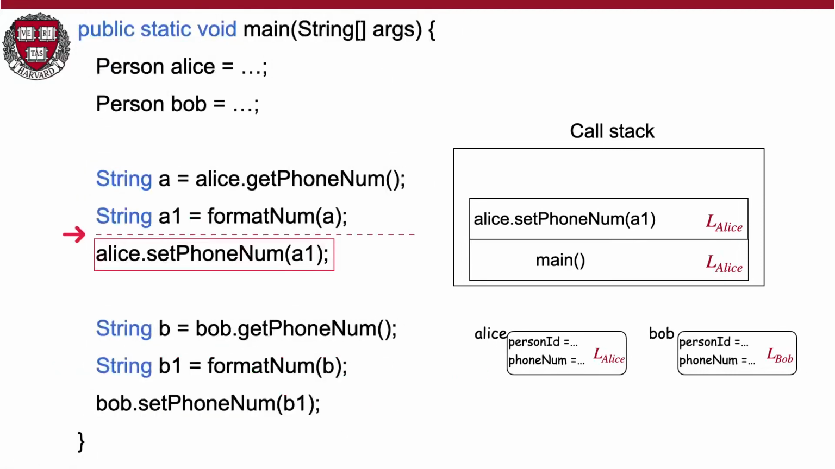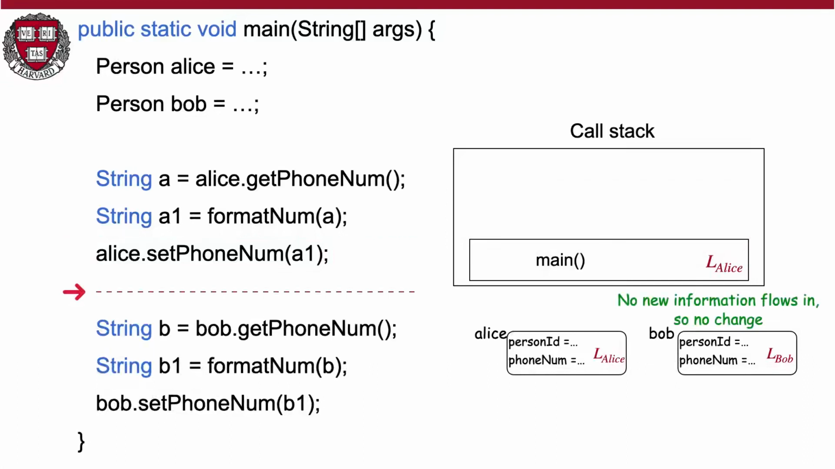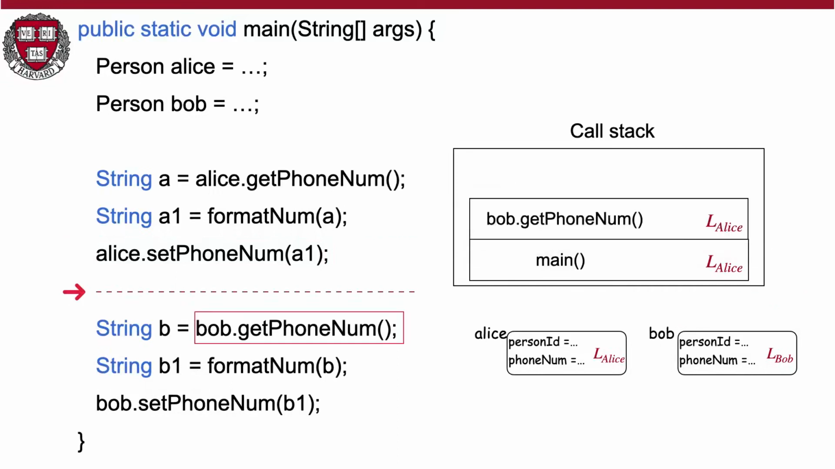Return to the caller side. No new information flows in, so the caller's context label stays the same after the call. Now we format Bob's phone number. Similar to Alice getPhoneNumber, the method called Bob getPhoneNumber accesses data with label LBob. So the context label of the callee is the join of LAlice and LBob when it returns.